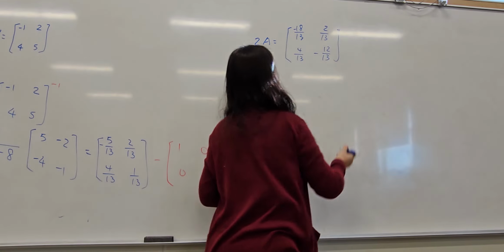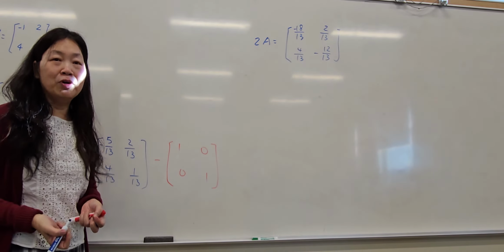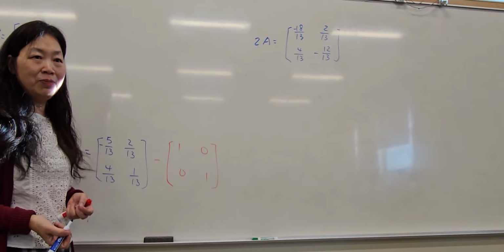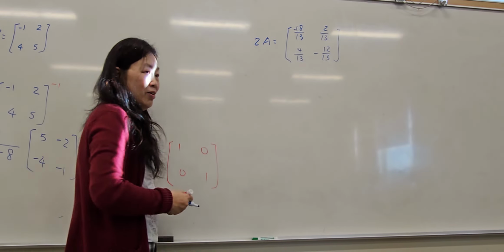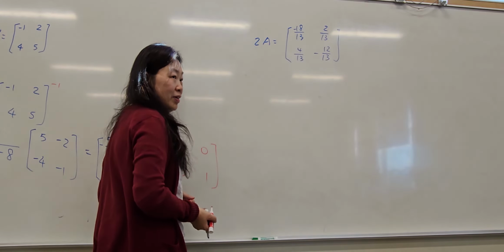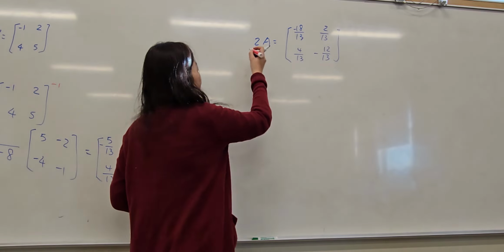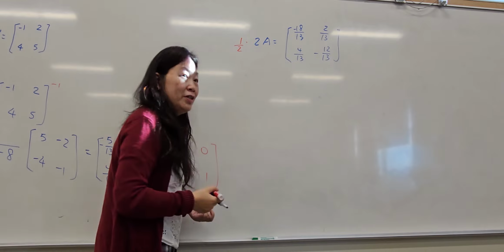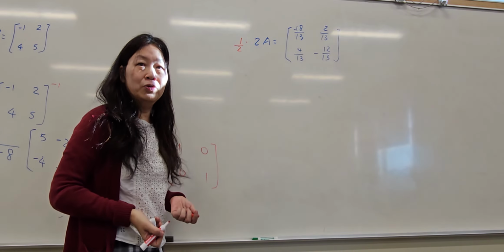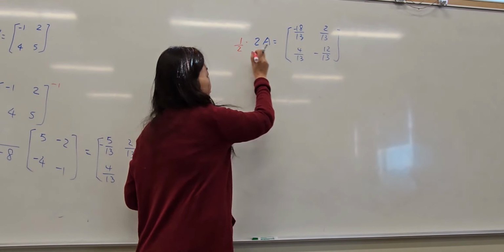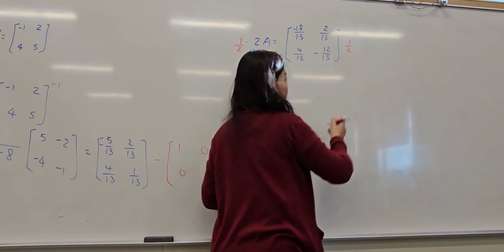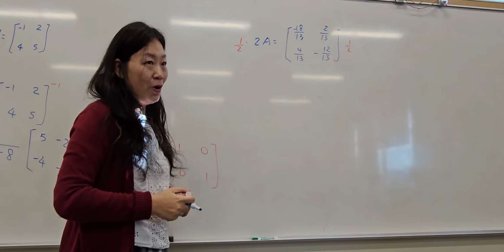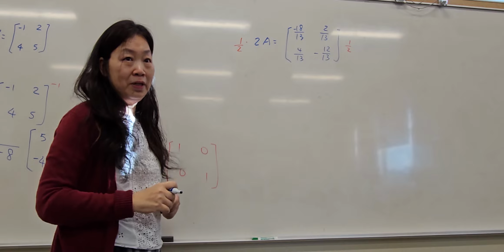So that's what you get for 2 times A. Then what do I do after that? Maybe you guys can help me. Multiply by 2? 1/2, that's right. Now, matrices are very funny. They have their own little rules, okay? Do not put the 1/2 here because that is not quite right technically speaking.